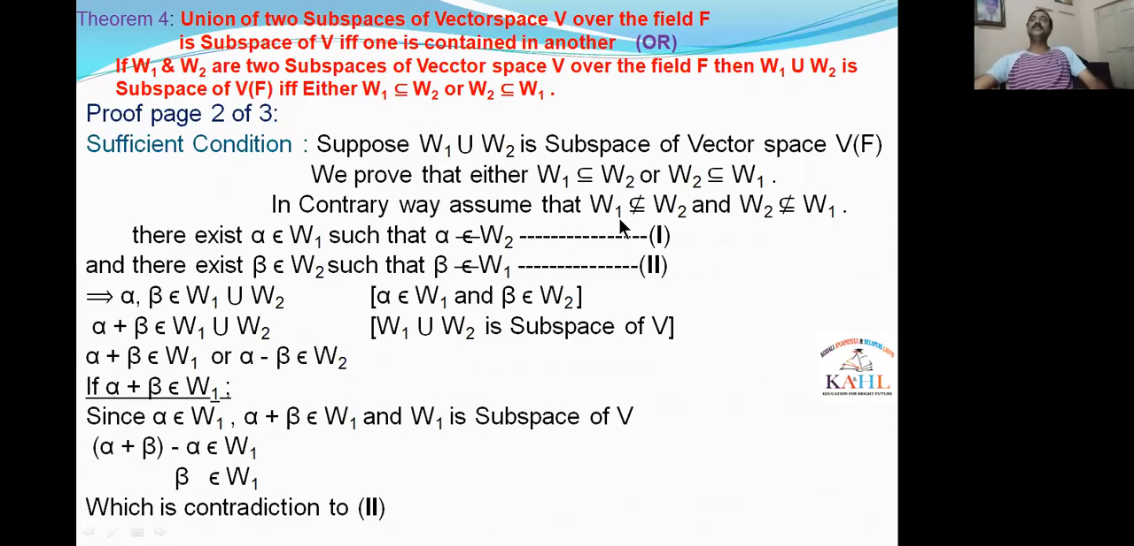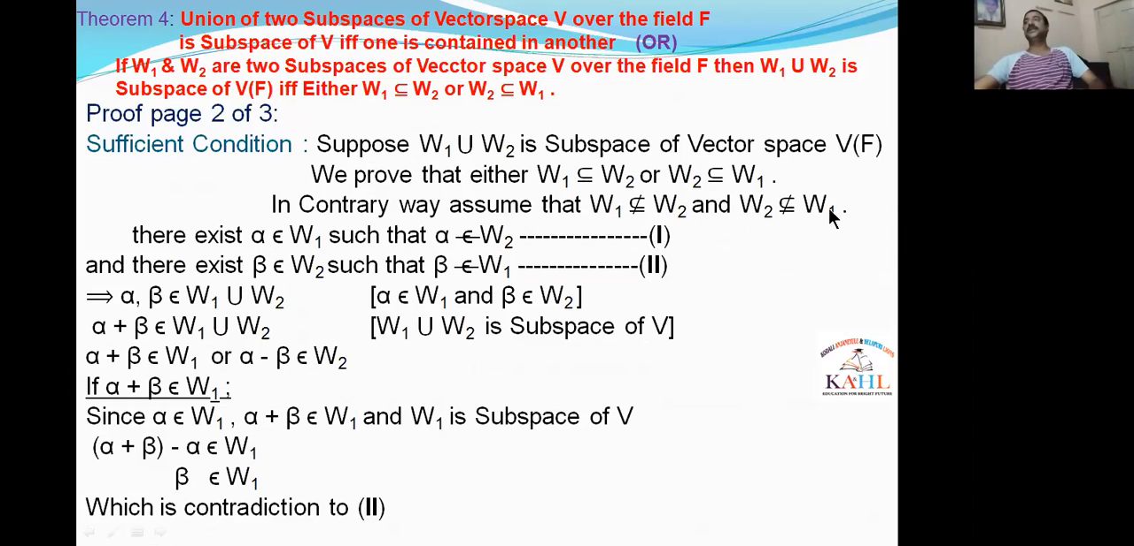That means not all the elements of W1 are in W2. This is the meaning of W1 is not contained in W2. W1 is not contained in W2 means some extra elements are not in W2. I am taking that W1 has an element that is not in W2. That is, there exists an element alpha in W1 such that alpha does not belong to W2.